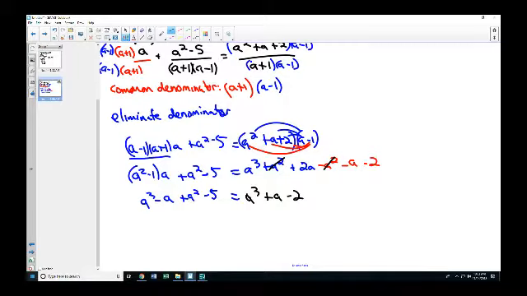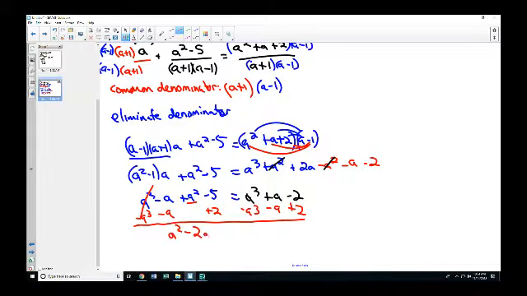Now we need to set this equal to 0, so we're going to move everything to one side or the other. It doesn't matter, but I try to leave a squared term positive. Makes factoring easier. So I'm going to move everything to that side because it's already positive. So minus a minus 2. We get a squared minus 2a minus 3.